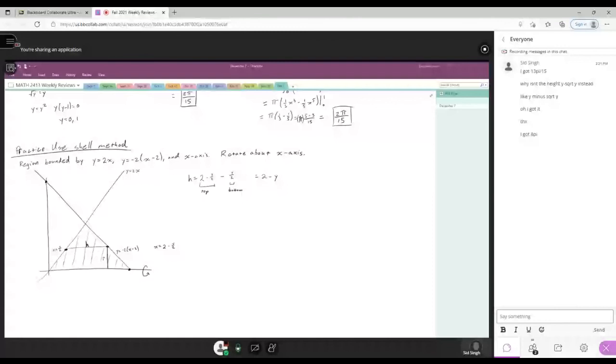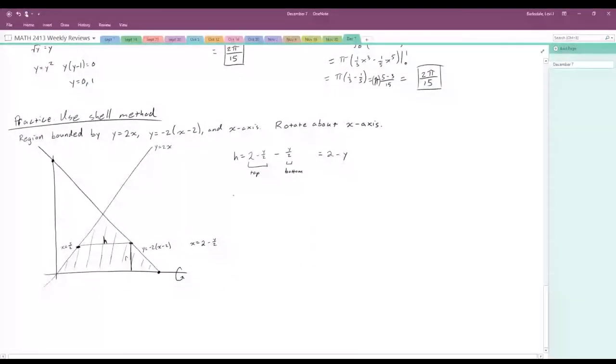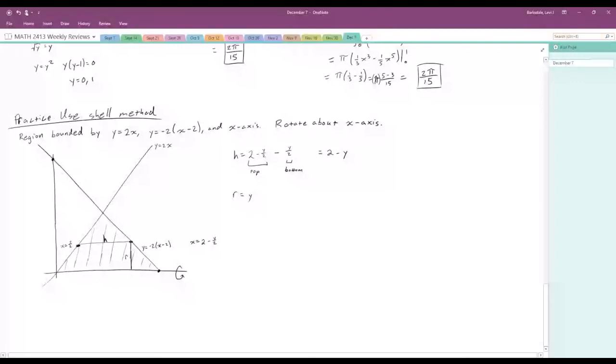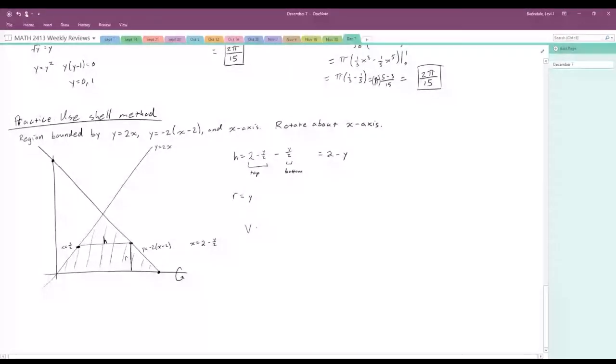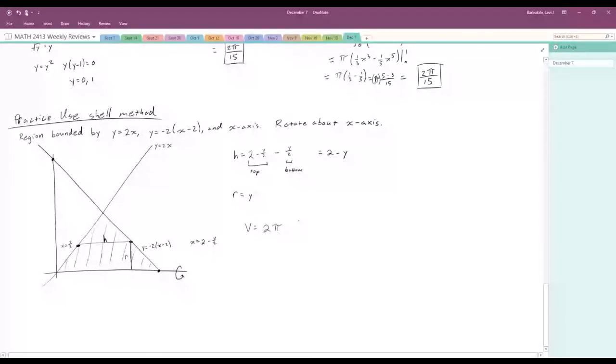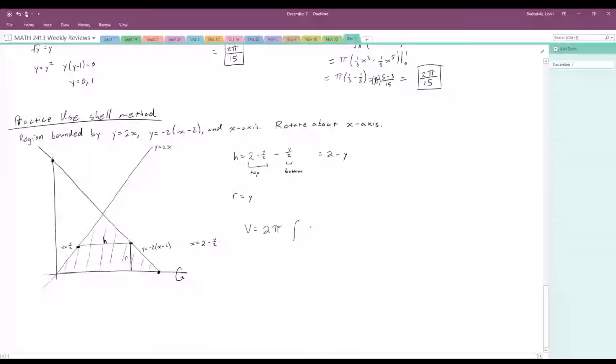For my r, in this case, again, it's just going to be whatever my y value is. This height is just my y. And now I can set up my shell method. And then I would have 2 minus y multiplied by y dy.